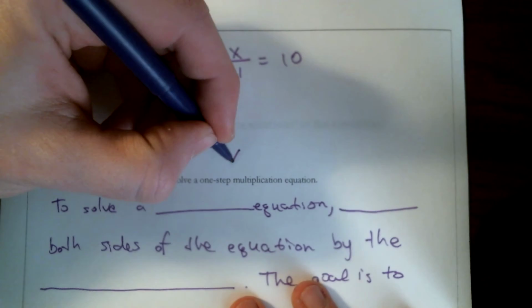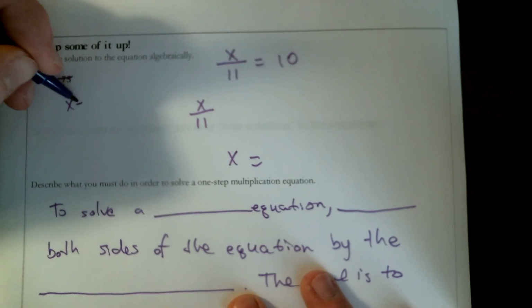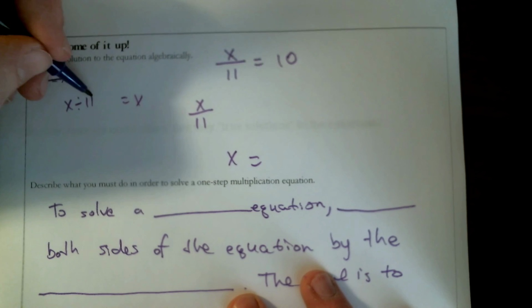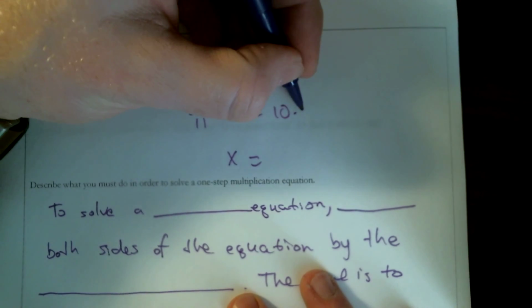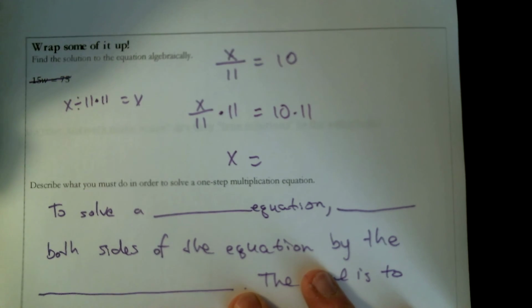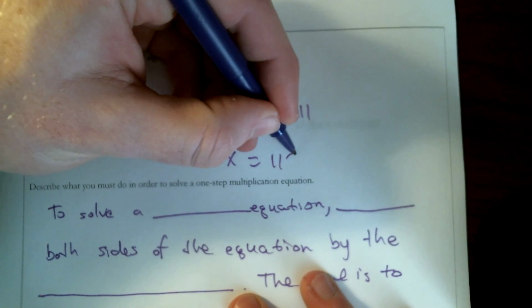Okay, so I need to eventually make this equal to just x. Well, how could I do that? Well, this means x divided by 11. How to get that back to x? All we do is multiply by 11. So multiply this side by 11, and I multiply that side by 11. When I do this, this equals x, this equals 110.